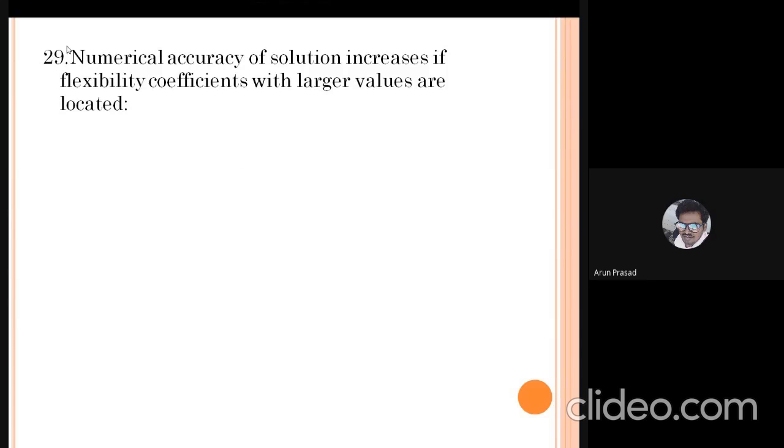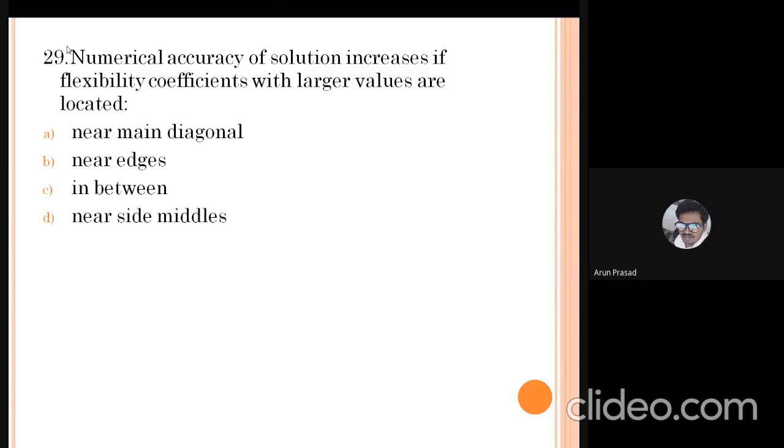Next, the numerical accuracy of the solution increases if the flexibility coefficients with larger values are located where? Near main diagonals, near edges, in between, or near side middles. So where will the solution accuracy be better? It is near the main diagonals.